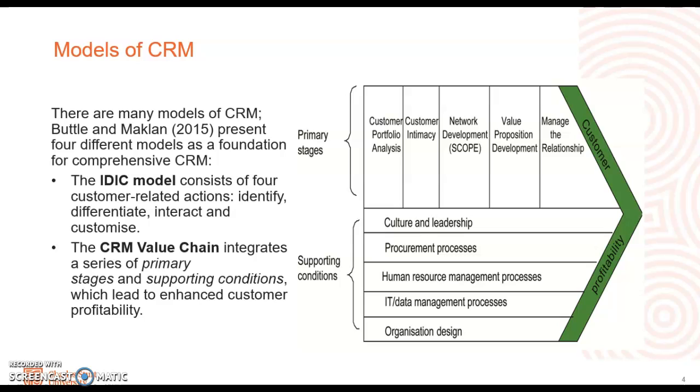But really supporting this, we have to have a culture. We actually have to have a culture that's oriented to customer relations, and organisational culture is a very important part of a communication professional's knowledge. And we have to have the will to be oriented to this. We have to have the procurement, the financial processes, the HR processes, the IT, and the organisation has to be designed in such a way that the functions can deliver that as well. So this is the Buttle CRM value chain.